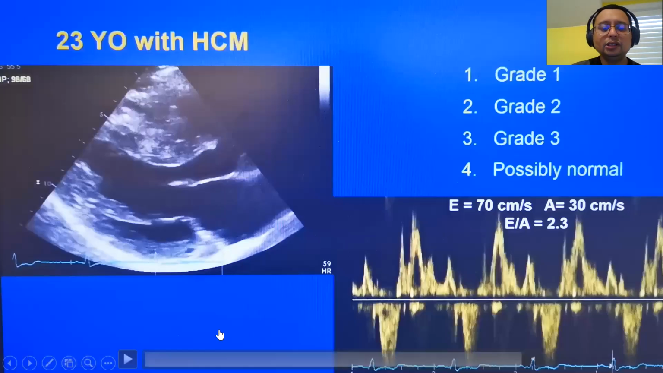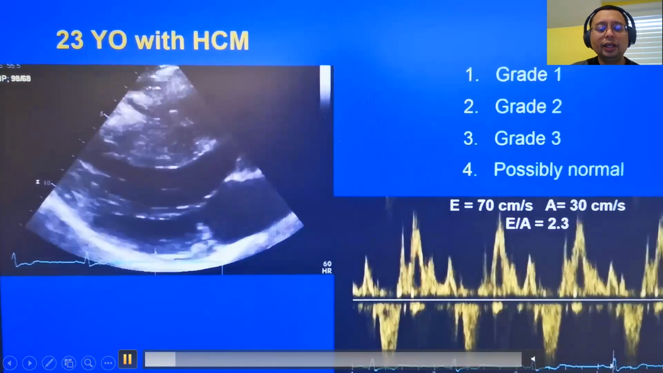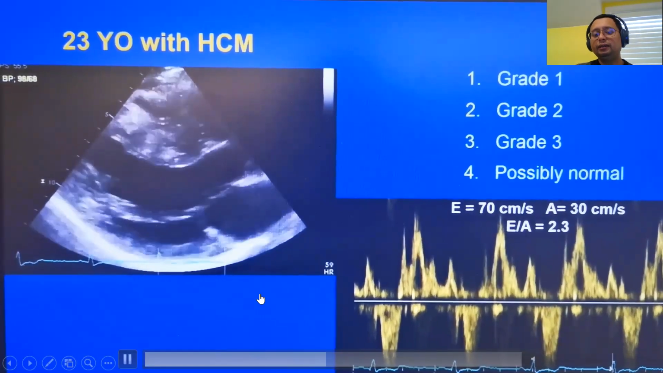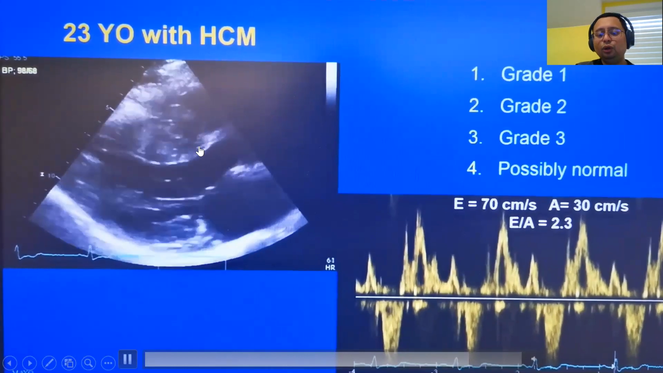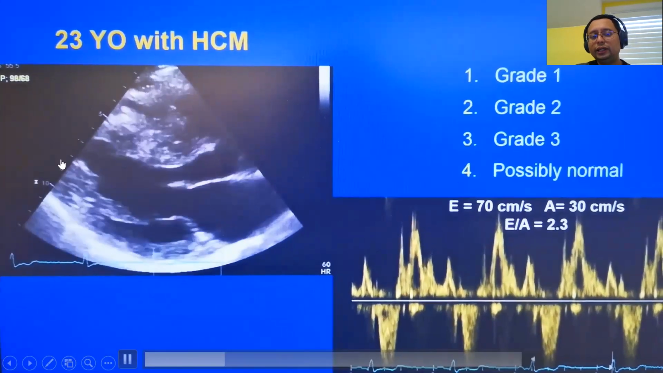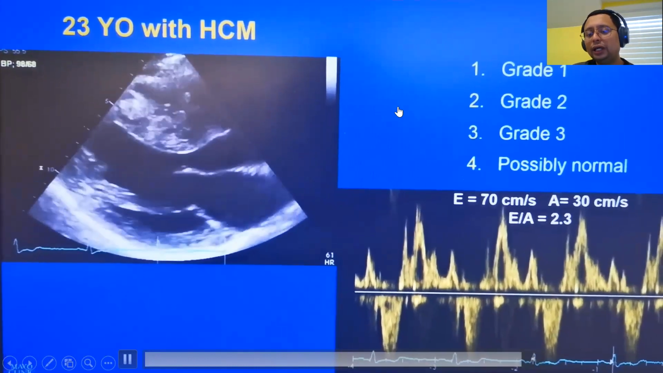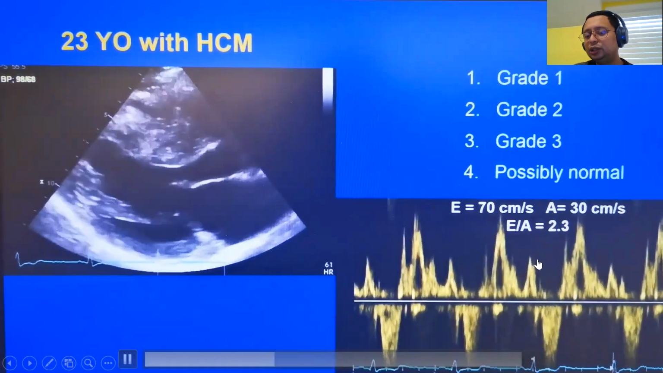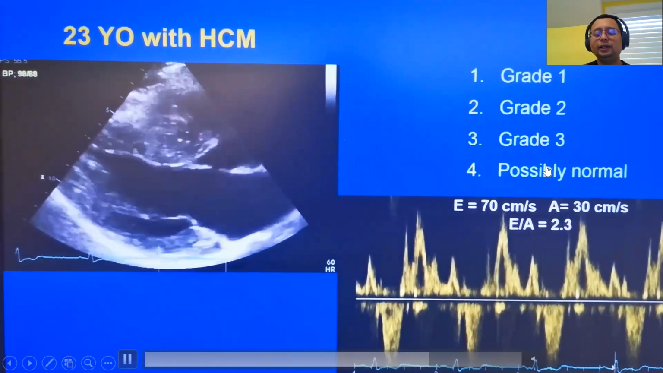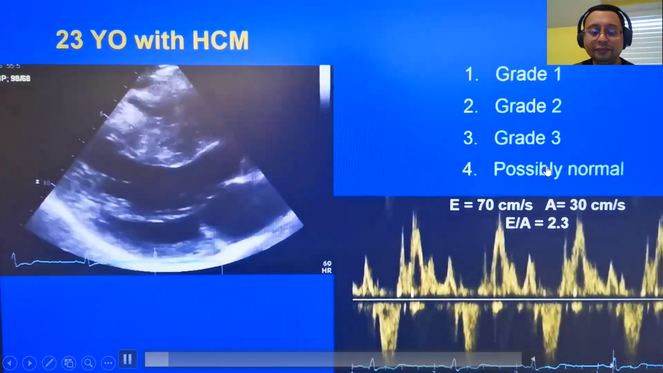So this is a 23-year-old with HOCM. Okay, what is your diastolic grade? It's very easy. If you look at the algorithm, this patient already has myocardial disease. So you skip straight to algorithm number 2 and look at the E over A. The E over A is 2.3. So this is straight away grade 3 diastolic dysfunction. Okay.